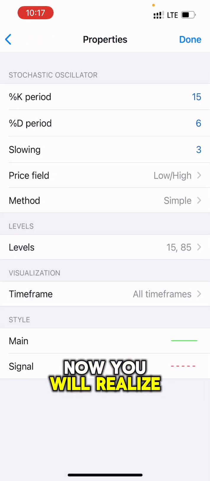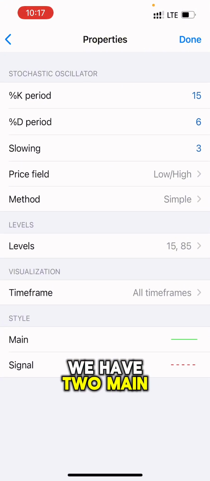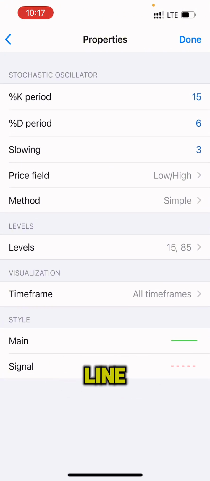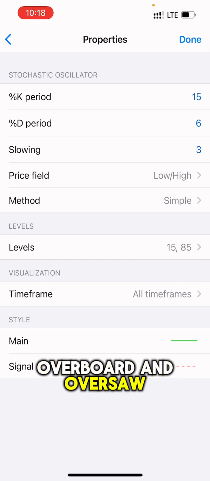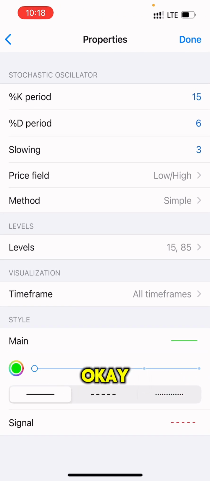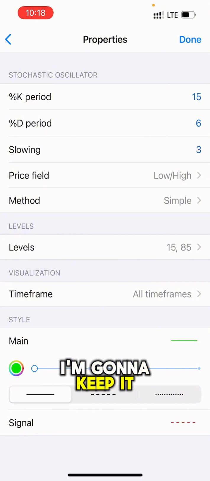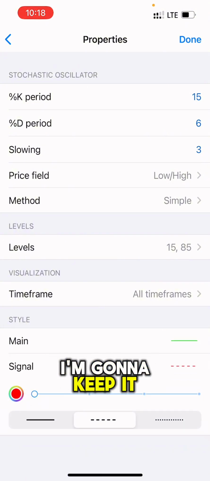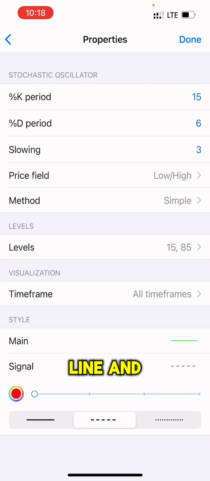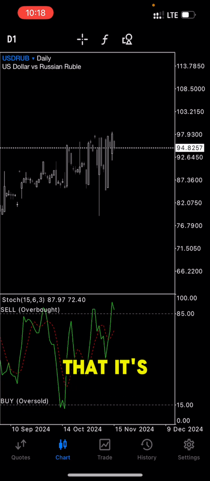Now you will realize that we have two main lines. We have the signal line and the main line. Now what I meant by the crossing on the overbought and oversold condition is when the main line, you can change the color if you want, I'm going to keep it at green, and also the signal line, I'm going to keep it at red, both cross at the 85% which you have set here, or the 15% levels, all right? Once I click on OK, you will see that it's on my chart.